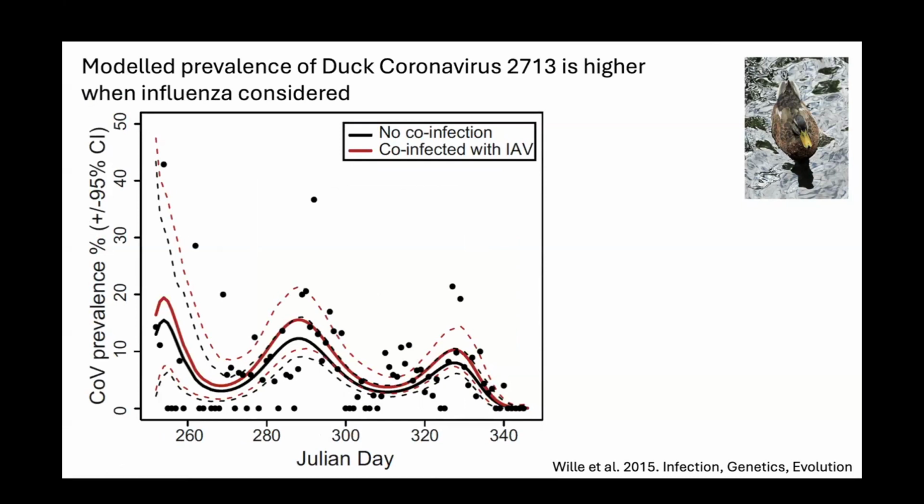And so what a colleague did, which was really interesting, is we decided to model the prevalence of the coronavirus with and without taking into account influenza virus prevalence. Alexi's a pretty smart guy. I don't remember the details of how he did this, but essentially the red line is higher than the black line here. So prevalence taking into account influenza is higher than not taking it into account. And the conclusion is that there might be some synergistic effect here. And that's kind of as far as we took it at the time.